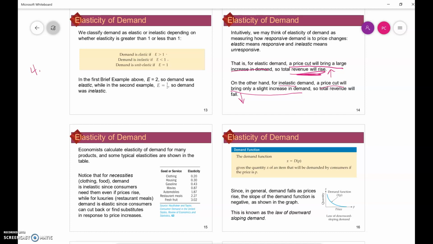All right, so this is 4.4, part 2 for Business Calc. We're going to continue the discussion on elasticity of demand. Remember, we can find that elasticity number. If it's greater than 1, demand is elastic. If it's less than 1, demand is inelastic.